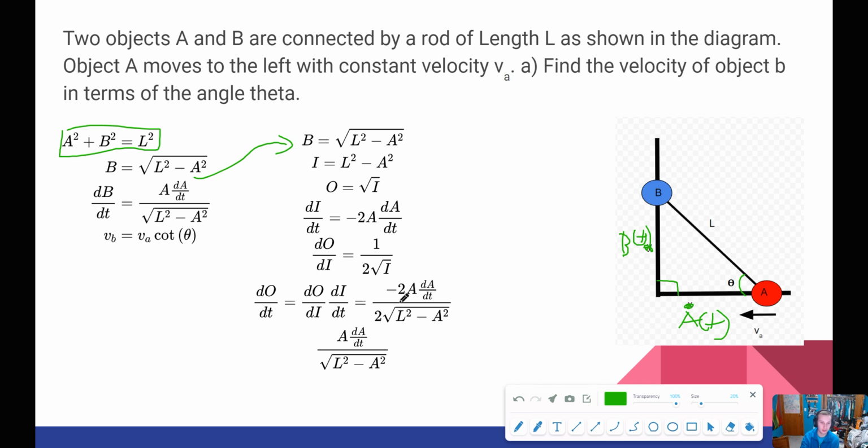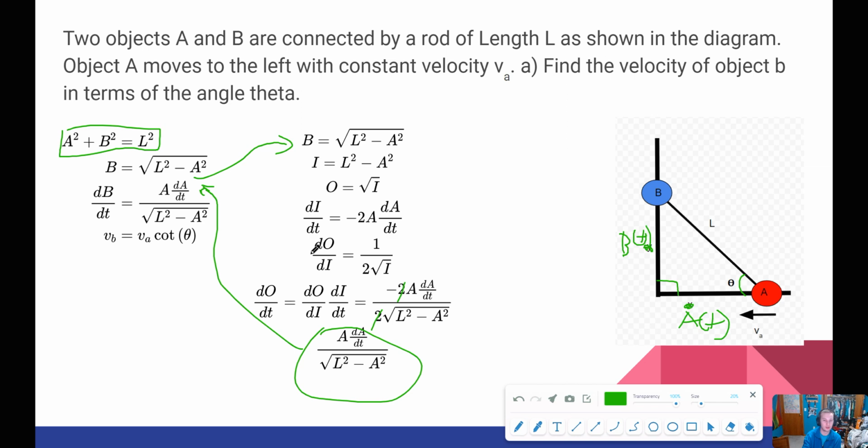Why did I drop the negative? Well, let's keep going and see if I can see why I dropped the negative. But you can cancel out the 2's, right? And you end up with this right here. And so then you plug that in up here, right?